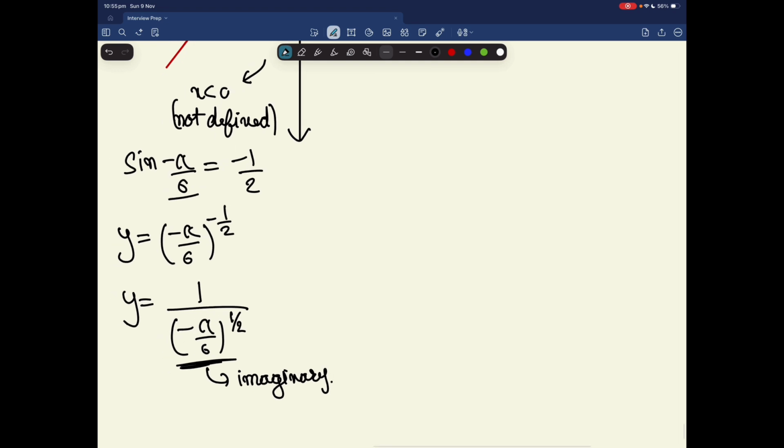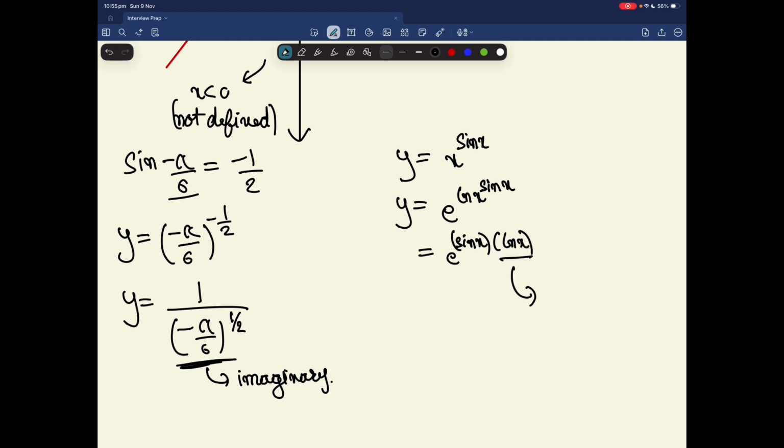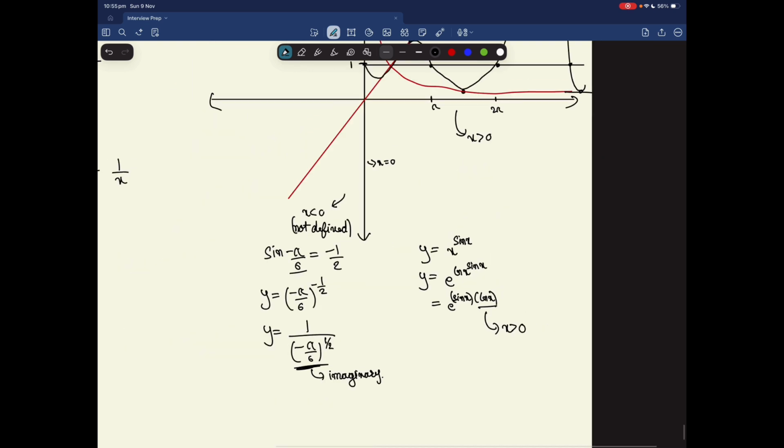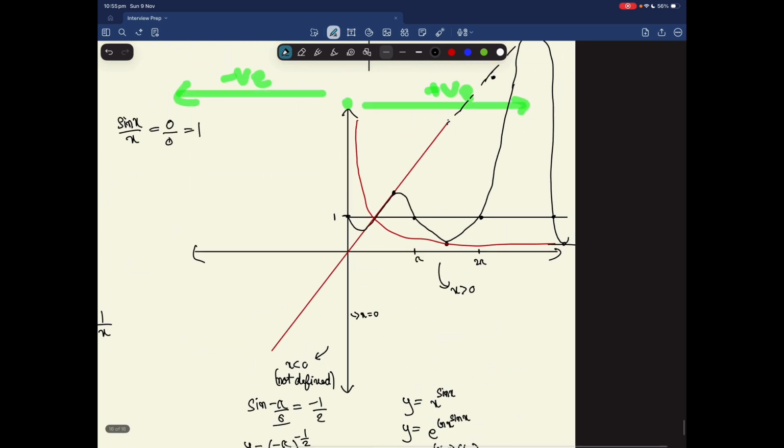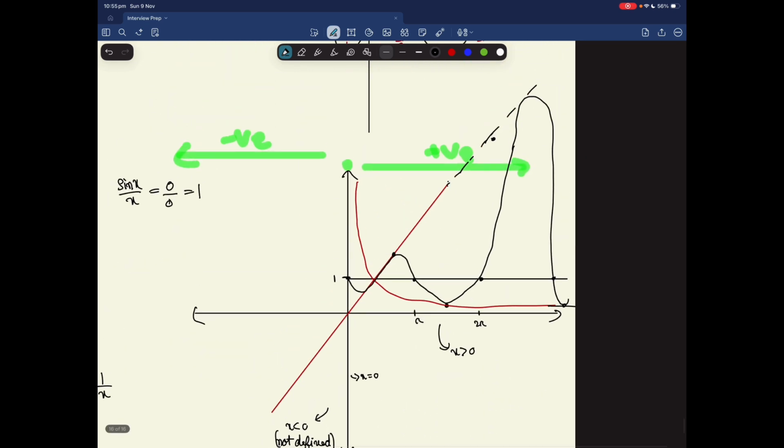And another thing with any exponential, which should be true, is if we have y equals x to the sine x, we should be able to say that y equals e to the ln of x to the sine x, which is e to the sine x times ln of x. And natural log of x is only defined for x greater than 0. So our domain is only x greater than 0, and the graph is not defined for a negative x. So this is what the graph looks like finally.